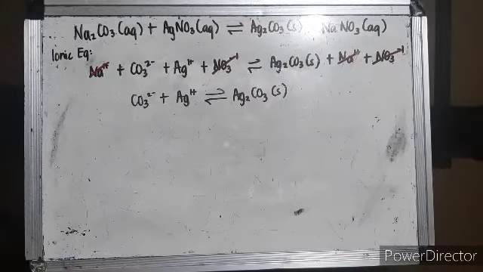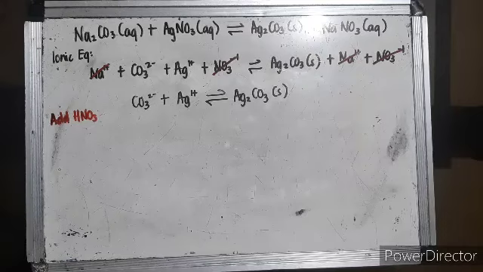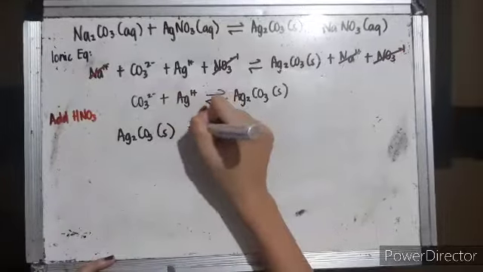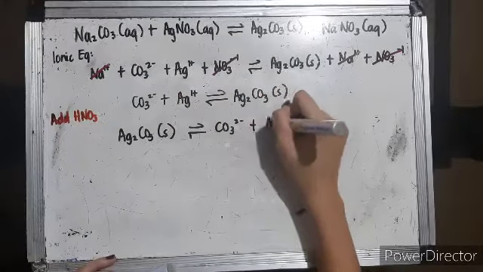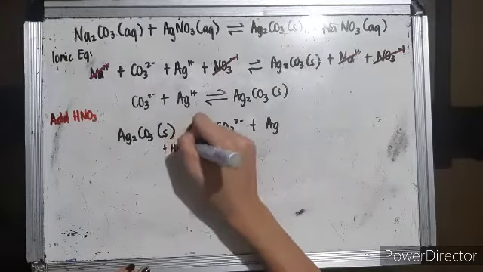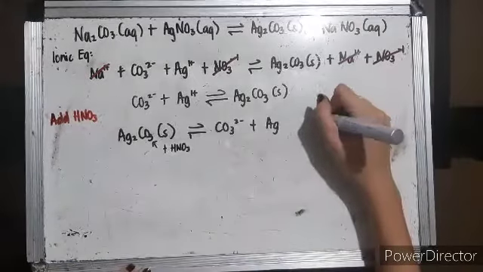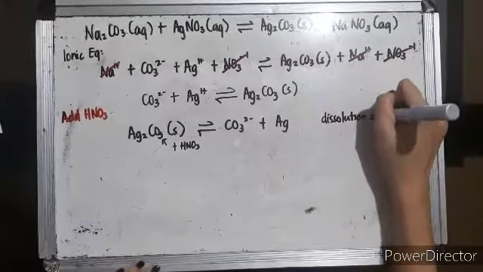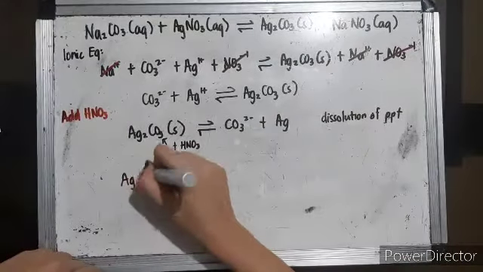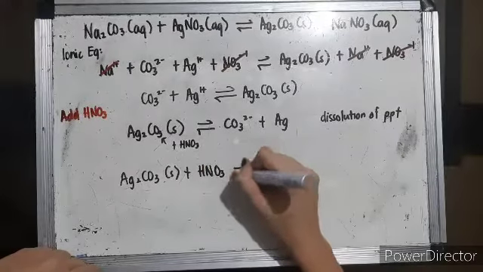Next, yung next step is nag-add kayo ng nitric acid. So, yung gagawin nyo, si nitric acid magre-react sa precipitate kasi diba nag-dissolve yung precipitate. Therefore, babaliktarin natin yung reaction nyo. Total reversible reaction naman. And then, add nitric acid and your nitric acid would react to the carbonate dun sa precipitate nyo. Therefore, having the dissolution of the precipitate. So, silver carbonate plus nitric acid would yield your H2CO3 plus nitrate plus silver.